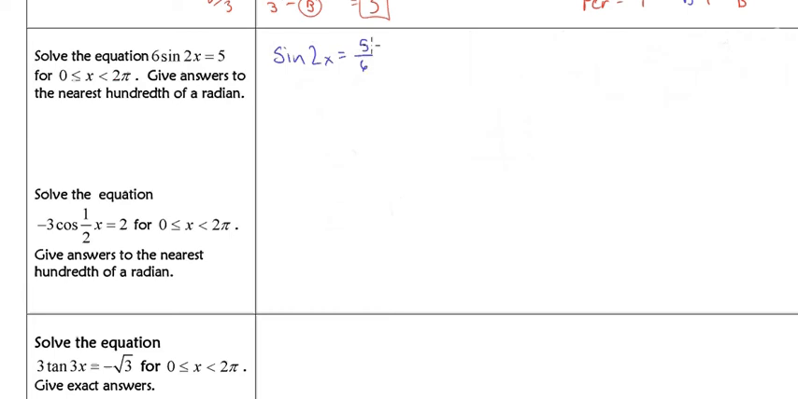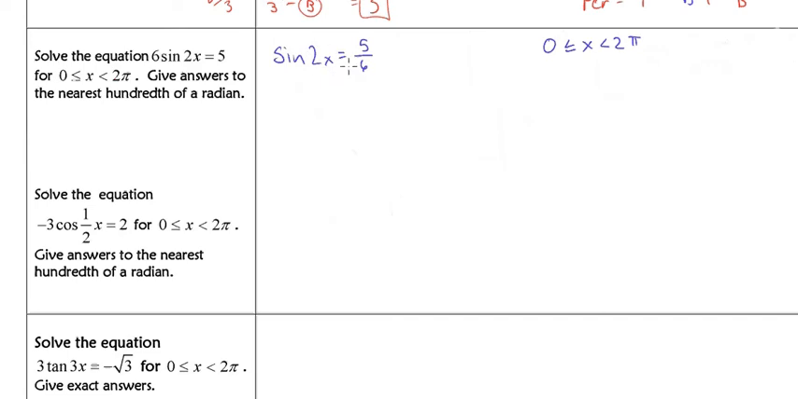And so notice what's going on here. It says that this is for 0 is less than or equal to x, which is less than 2 pi. So this is within one time around the unit circle. But what we have is 2x right here.